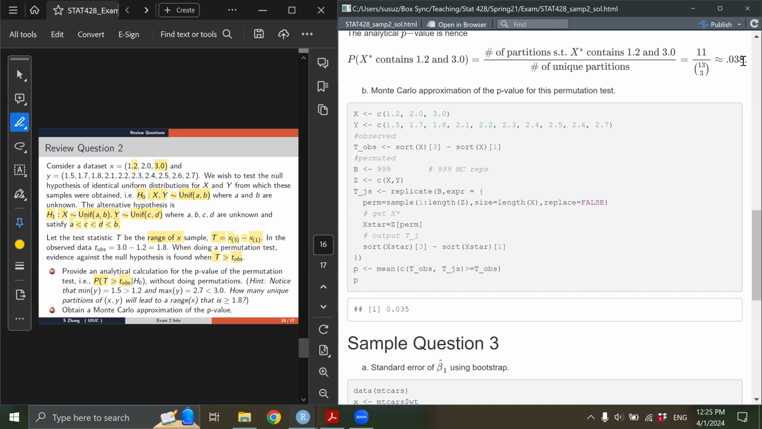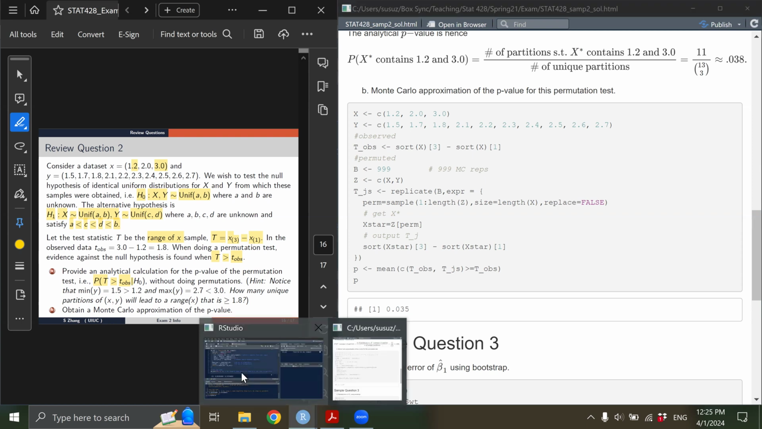If you're asked to state what your conclusion from the hypothesis test is, make sure you know how to do that in this case. For this question, you will say we reject the null hypothesis that the X and Y follow the same distribution and endorse the alternative.